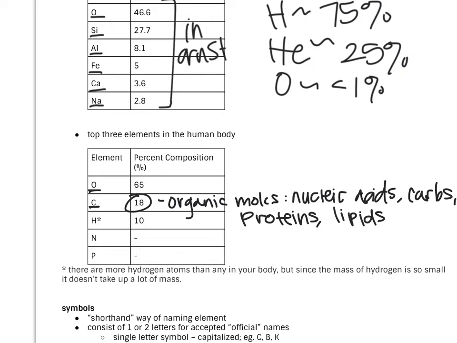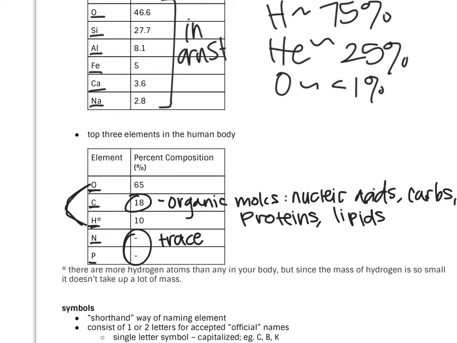And then the other element in the top 3 is hydrogen. So if you think about it, a lot of people think that hydrogen or oxygen should be the first because we are made up of primarily water. And since water is H2O, kind of makes sense that they are in the top 3. And then the other 2, nitrogen and phosphorus, they're just in trace elements or trace percentages.